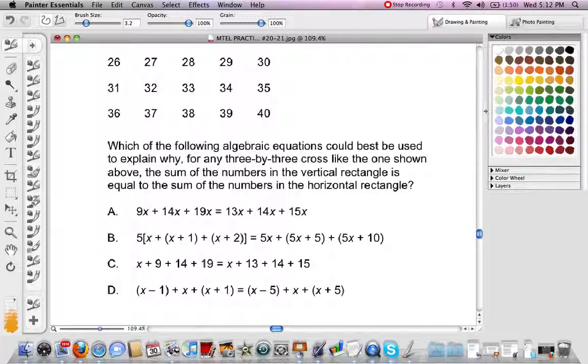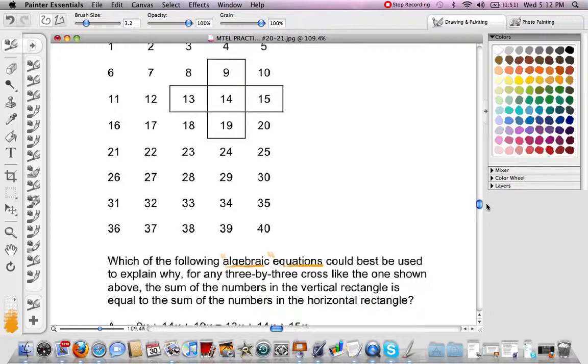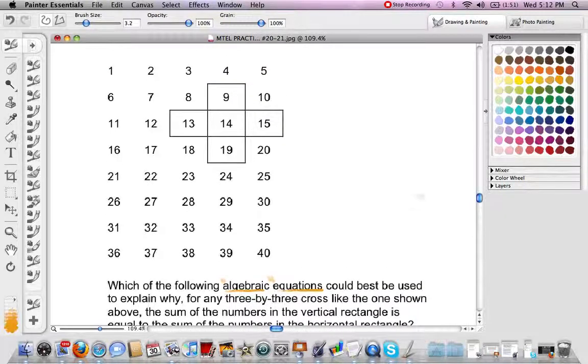First off, one of the clues in this problem is this phrase, algebraic equation. This first idea, algebraic, tells us that we're dealing with algebra. And in algebra we deal a lot with patterns that happen. So there's a pattern in this cross section, these two rectangles, and we're going to be looking for patterns. So let me see.